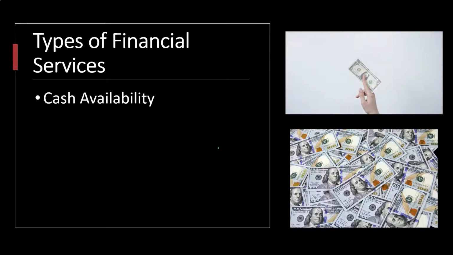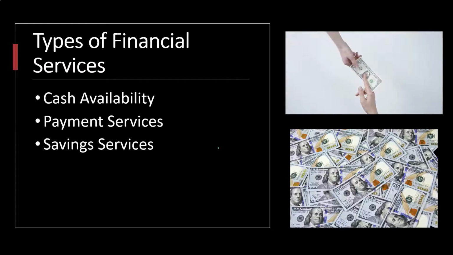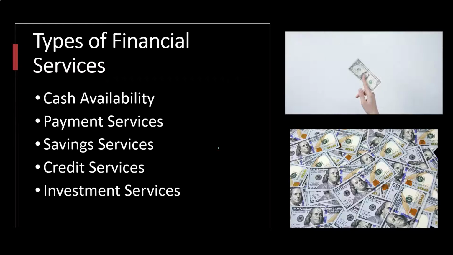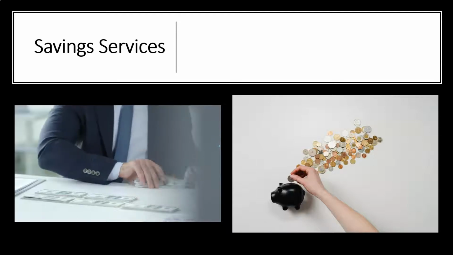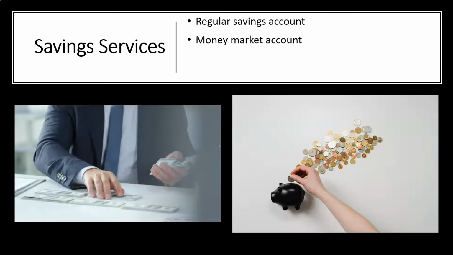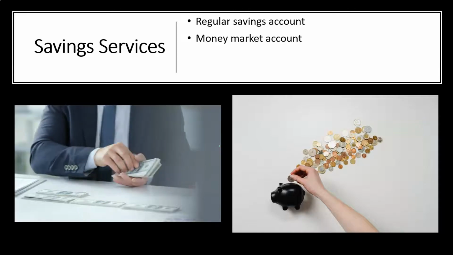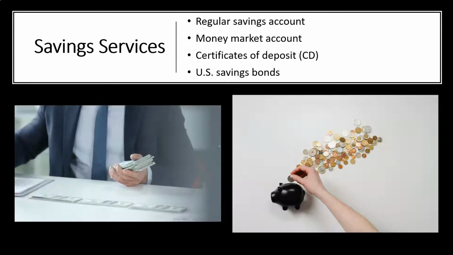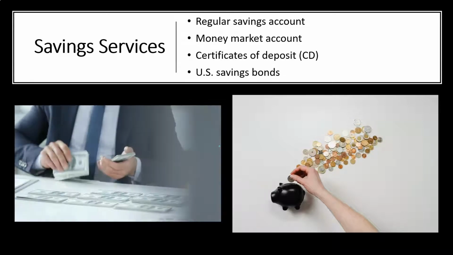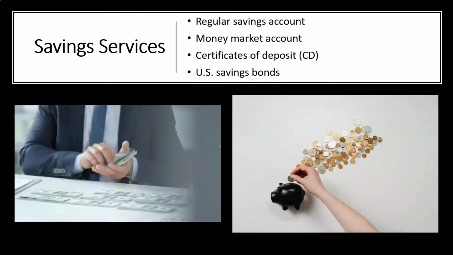saving items. So we have the types of financial services, including cash availability services, payment services, and then we're focused here on the savings services, credit services, investment services, and other services. We're focusing in on the savings services. The categories that we're going to be breaking out for the savings services will be the regular savings, the money market account, the certificate of deposit or CD, and the U.S. savings bonds. We're going to break those out in a little bit more detail now.